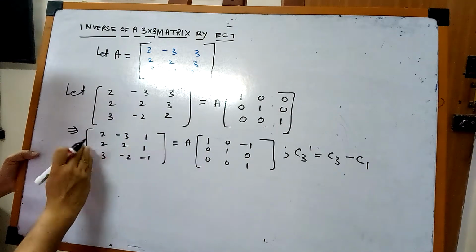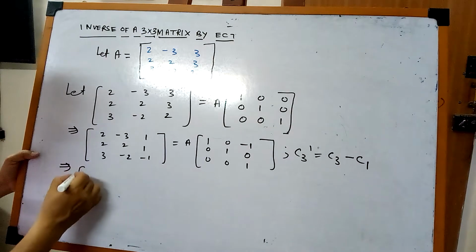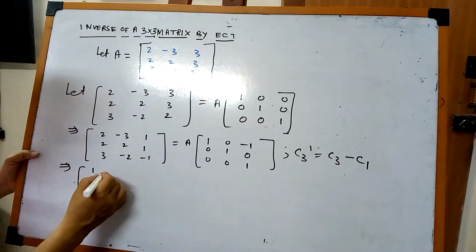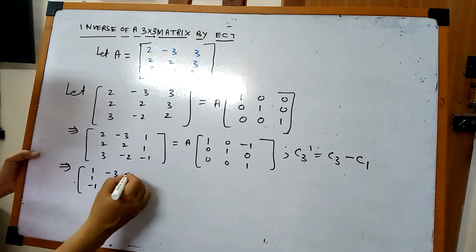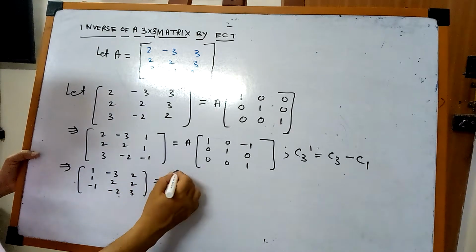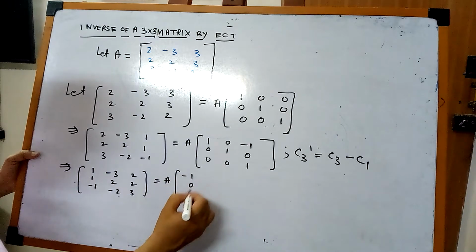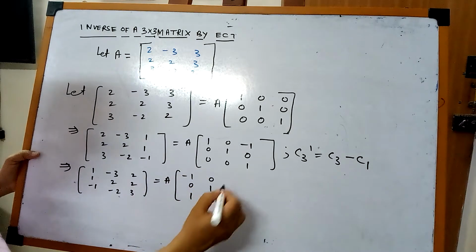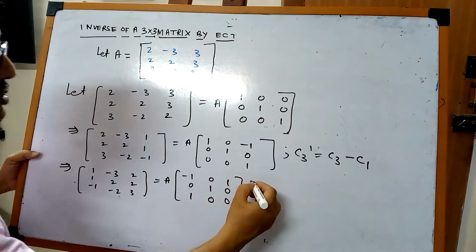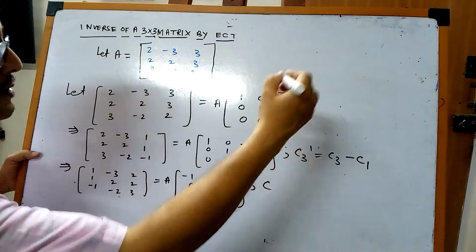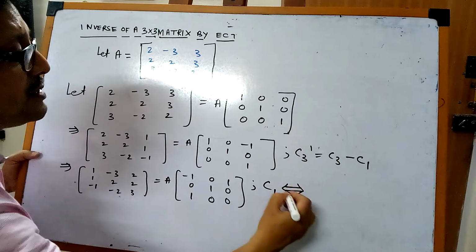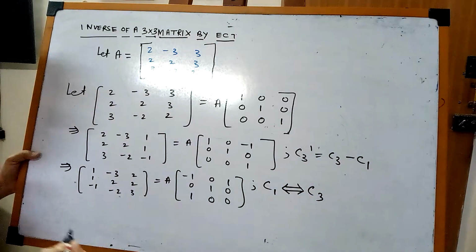Next step I will be interchanging between these two. So there will be 1, 1, minus 1. This is unchanged. 2, 2, 3 equal to A into minus 1, 0, 1, 0, 1, 0, 1, 0, 0. This we can write symbolically as interchanging C1 and C3 because we are doing column operation.